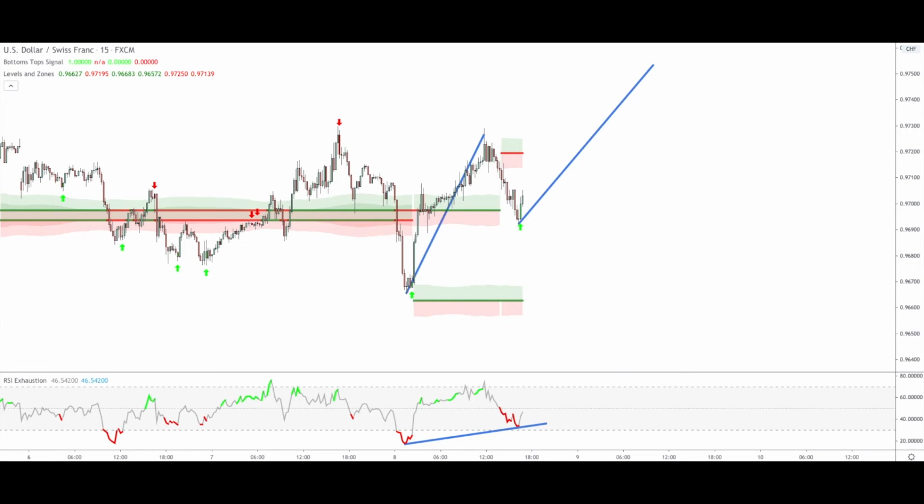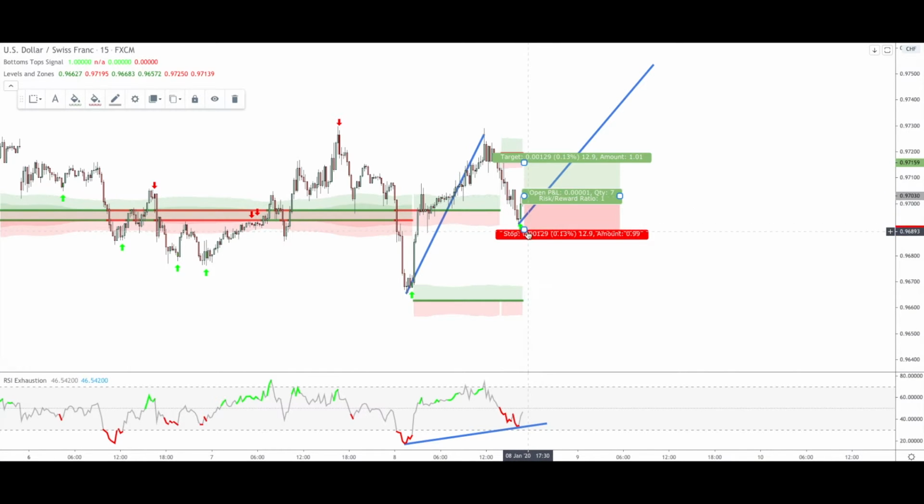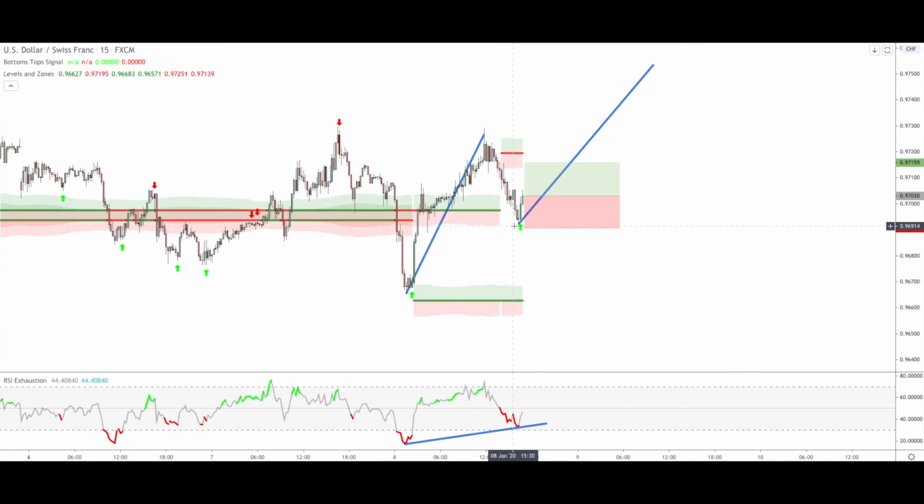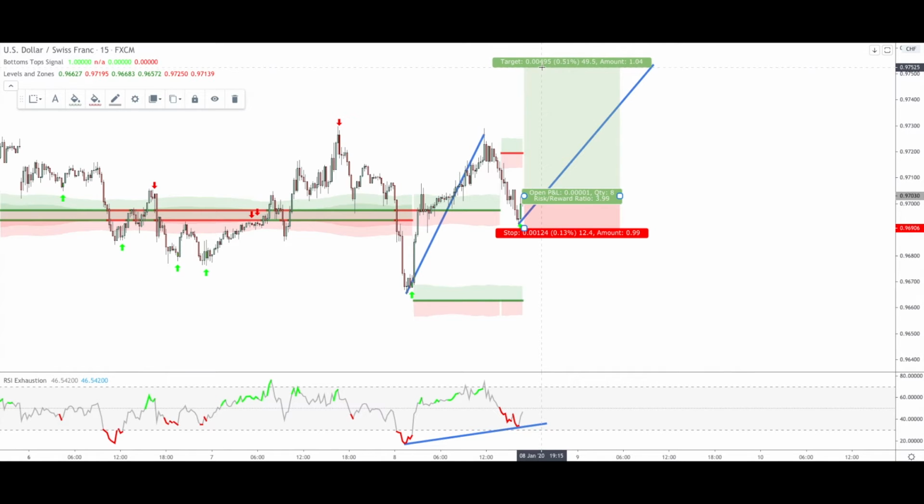So the order looks like this. The entry price is about here. The stop loss, of course, we can stay pretty close to the most recent lowest value here. And for the target, very simple, we just project the target up to this level here. So we should expect a risk-reward ratio of about 4x, which is very, very nice.